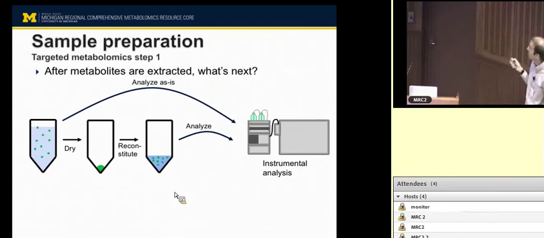So the first step in untargeted analysis, we'll talk in a little bit, is feature detection. Rather than saying, okay, I have a standard, I know where it comes out in my method, I'm going to quantitate it, we want to say, what's everything in my sample?